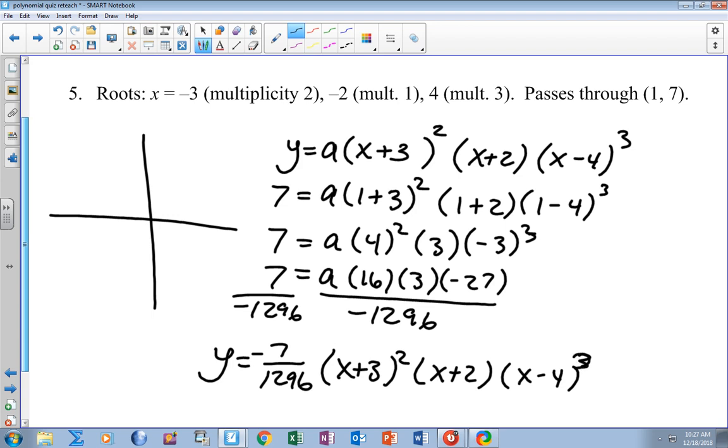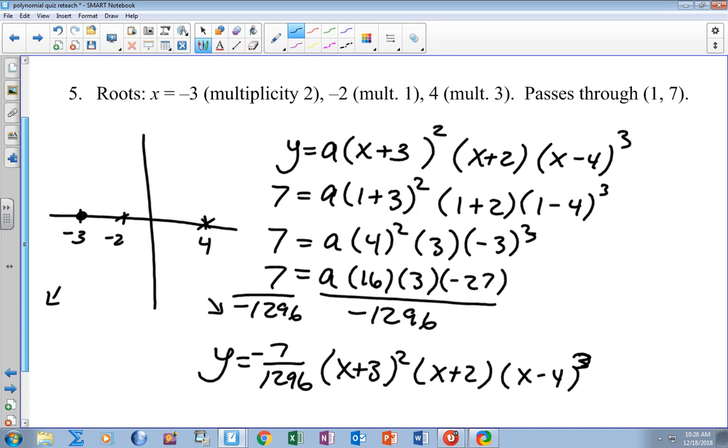All right. So now we know that our end behavior is negative. Since it's an even degree polynomial with a negative a value, we know that it's going down here, right? So our end behaviors are both going to negative infinity. We have a root at negative 3 with a multiplicity of 2. We have a root at negative 2 with a multiplicity of 1. And then at 4 with a multiplicity of 3.